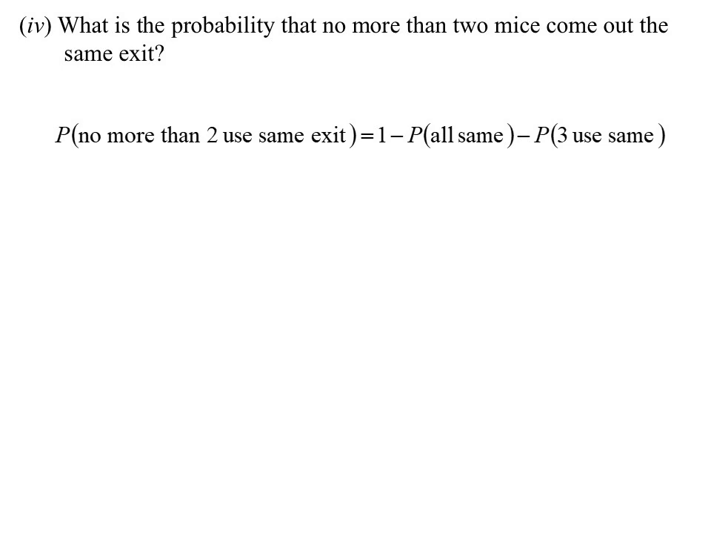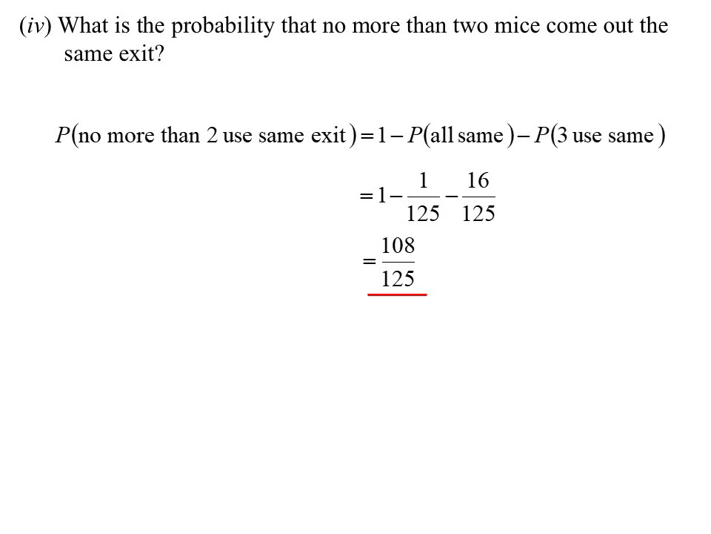Now in this case, we have already worked out the probability that they all go through the same exit. We have also worked out the probability that 3 of them use the same exit and one goes out a different one. So if you think about it, the opposite to that, the other thing, is that no more than 2 go out the same exit, because we've worked out the 3 and the 4. So if I subtract those probabilities we just worked out, I get my answer.